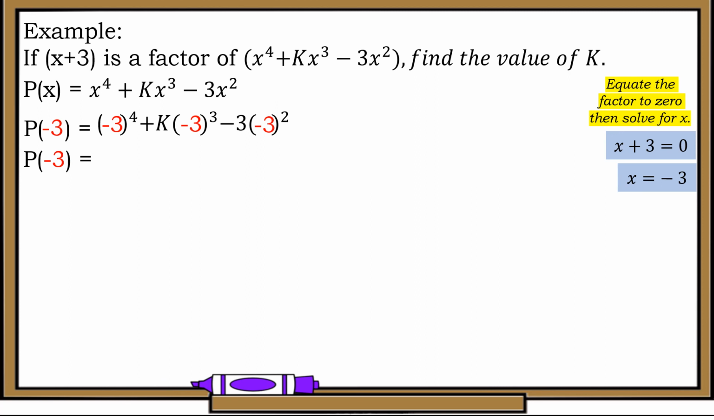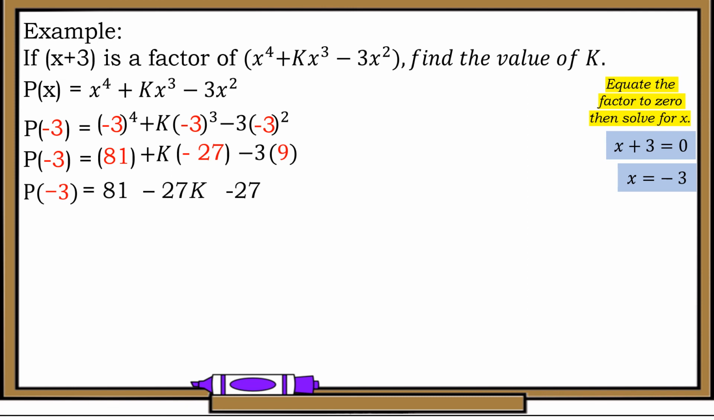Simplify natin yung mga exponent. Negative 3 to the 4th, positive 81, plus k. Negative 3 cubed or negative 27, minus 3. Negative 3 squared or positive 9. Simplify natin. We have 81 minus 27k minus 27. Let us combine similar terms. Ang similar terms lang dito ay yung constant term na 81 at negative 27. I-combine mo siya, your answer is 54 minus 27k.